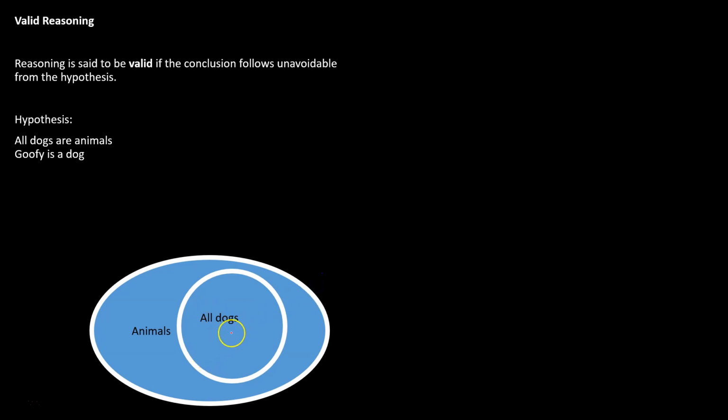So we have all dogs inside of the animal circle, which means anything inside of this all dogs circle also has to be inside of the animal circle. Goofy, we are told, is a dog. So Goofy has to live within the dog circle, but the dog circle is within the animal circle. So we get to make the conclusion that Goofy is an animal. That's probably the simplest logical argument, where everything narrows down into smaller and smaller circles, and every small circle fits into one of the bigger circles.